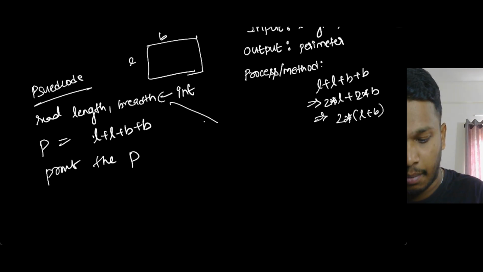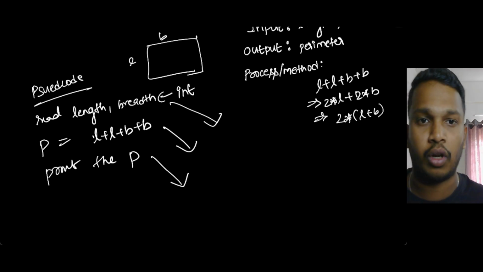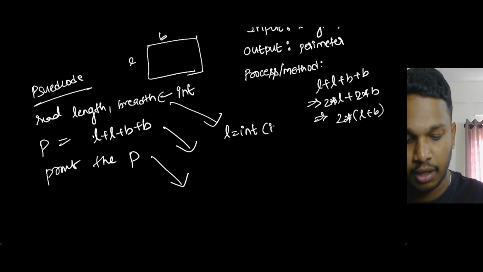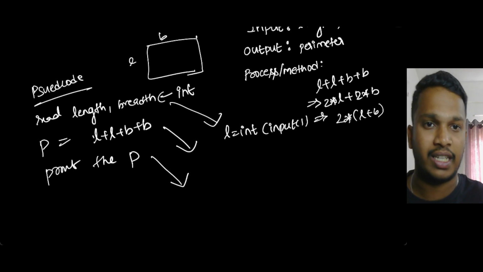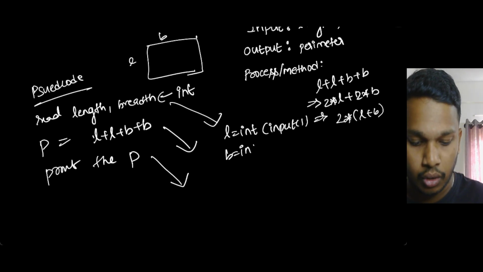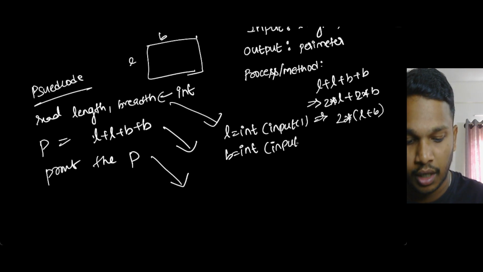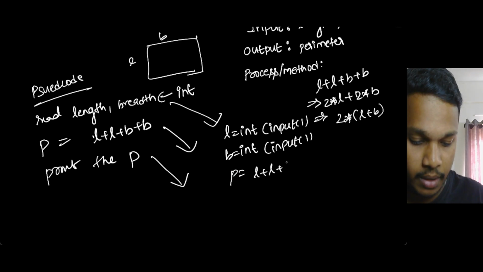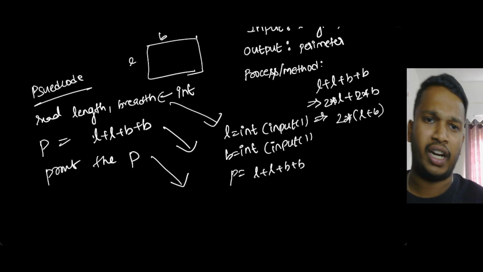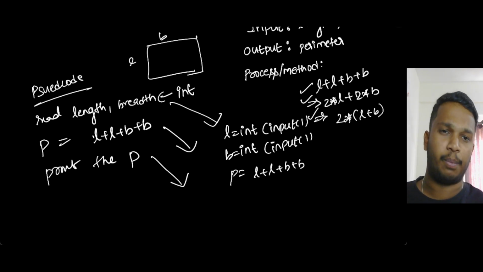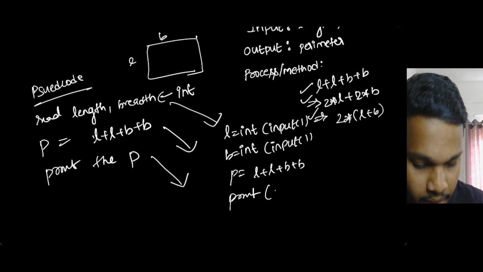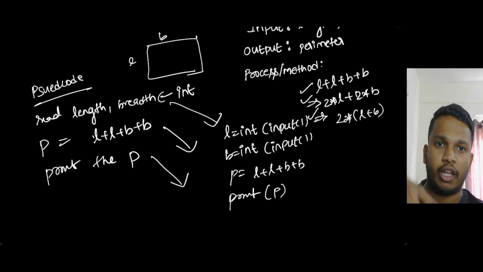If I convert this line by line to a Python program, the first line is L is equal to int of input. Why? Because I need to read an integer and store it as the length. Next, B is equal to int of input. Next, perimeter P is equal to L plus L plus B plus B, or you can write any of these three. For simplicity, I am writing L plus L plus B plus B. Next, print P. That's all. I took the input, processed it, and printed the output. It's very simple.